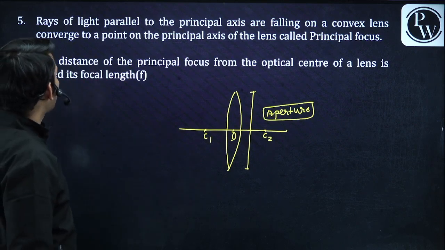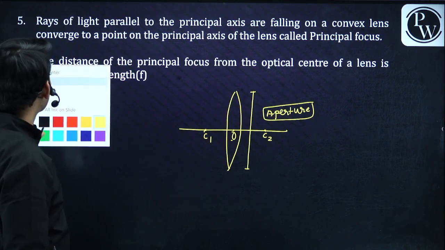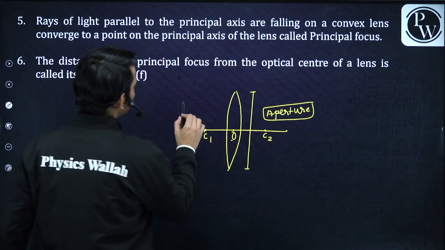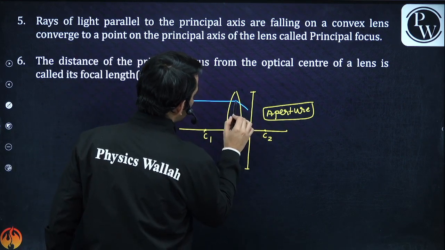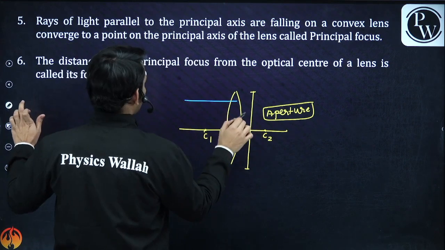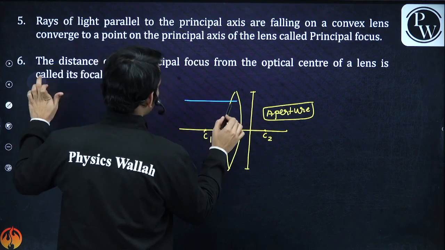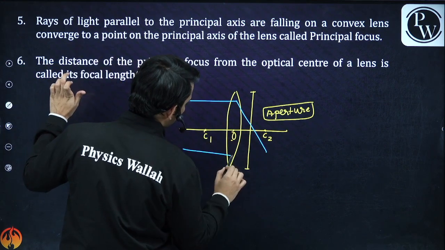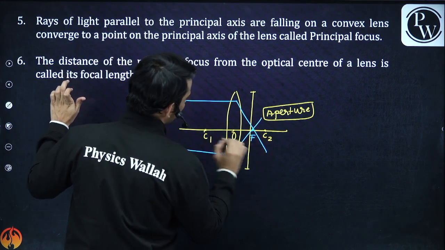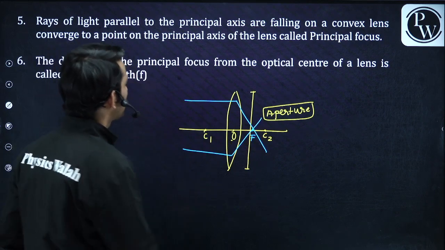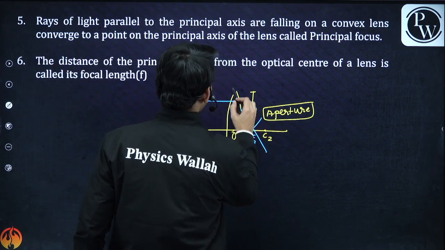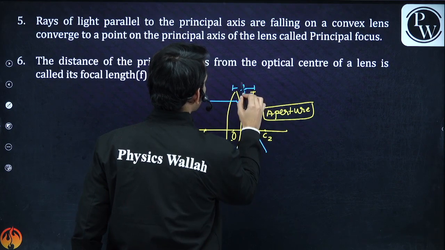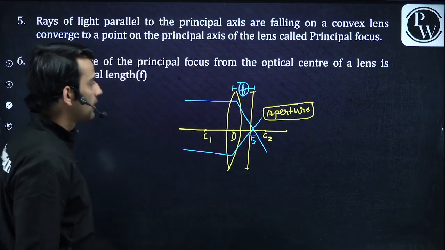Next is a ray of light, principal axis, principal focus. The ray coming parallel to the principal axis converges at a point on the focus, right? This point is called the focus, right? Principal focus, this is F2. And the distance of F2 from O is called the focal length. Clear?